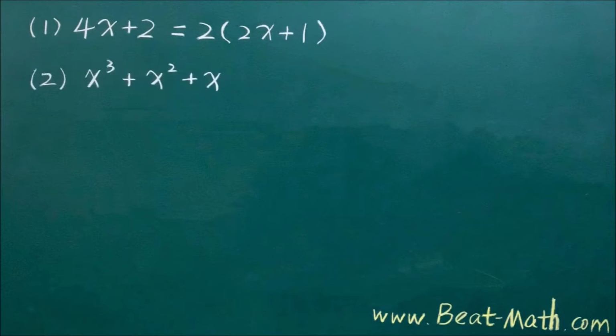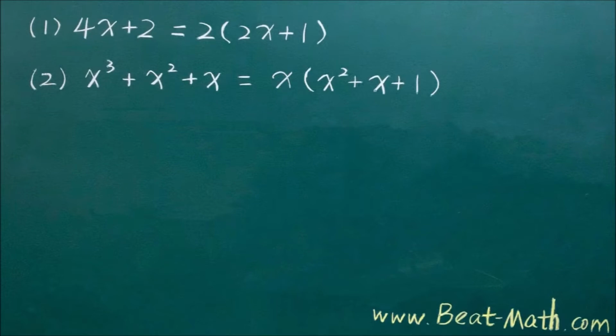x cubed plus x squared plus x. We can see that each term has the same letter. If so, the lowest degree letter will be the greatest common factor of the polynomial. In this case, it will be x. Then let's factor out x. We get x times the quantity of x squared plus x plus 1. Still not a big deal, right?